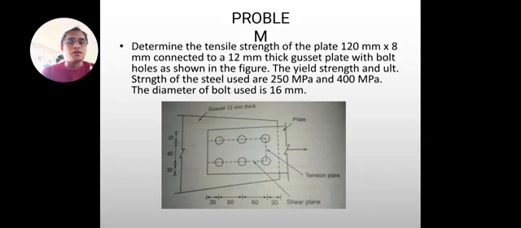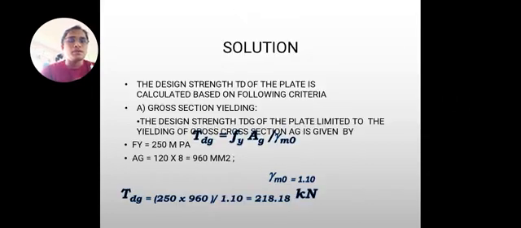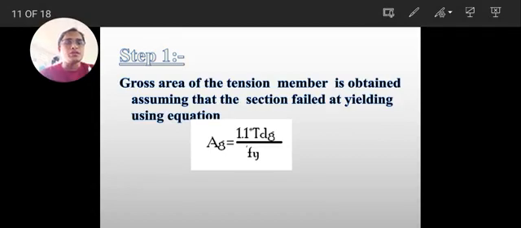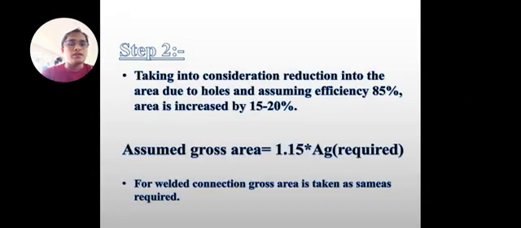Next, the sample problem. For the sample problem, in step 1, the gross area of the tension member is obtained assuming that the section is at yielding, using the equation Ag = 1.1 Tdg over Fy. Then step 2, taking into consideration the reduction in area due to holes and assuming an efficiency of 85%, the area is increased by 15 to 20%. Assume gross area is equal to 1.15 times Ag required.